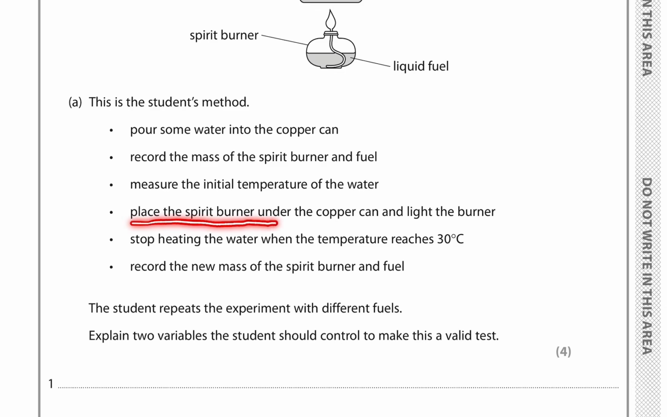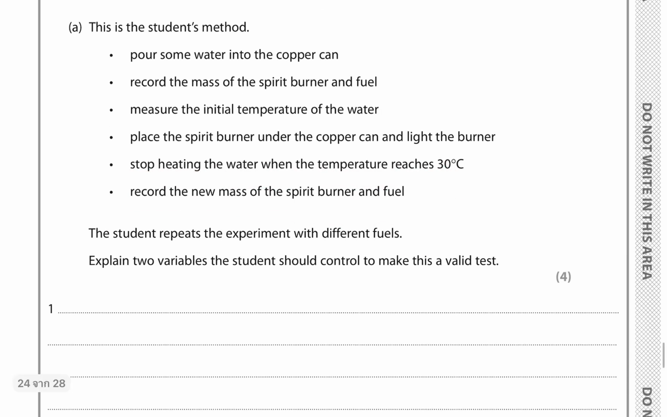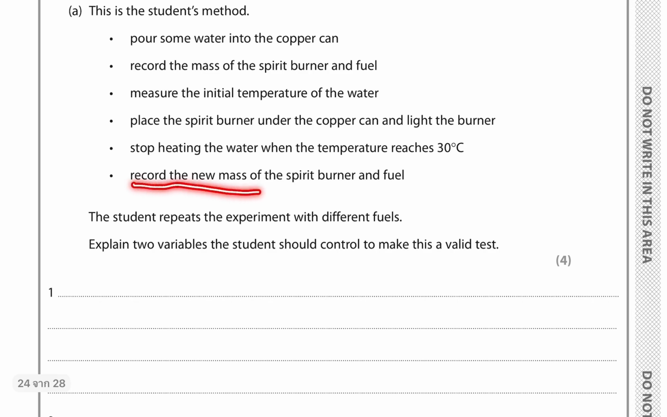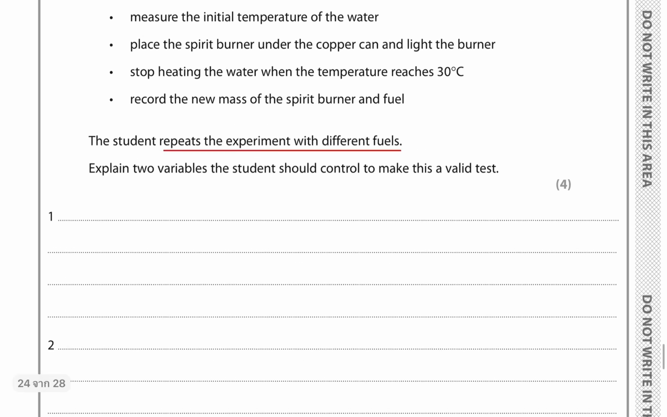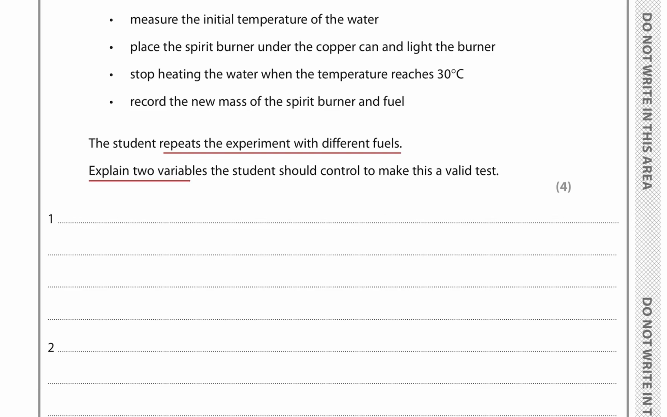Place the spirit burner under the copper can and light the burner. Stop heating the water when the temperature reaches 30 degrees Celsius. Then record the new mass of the spirit burner and fuel. The student repeats the experiment with different fuels. Explain two variables the student should control to make this a valid test.